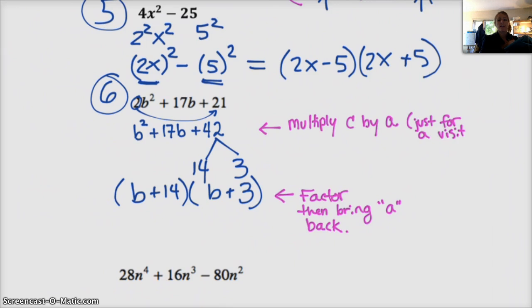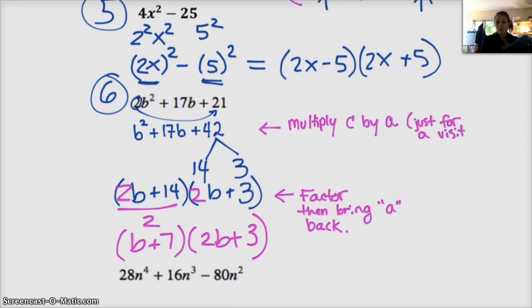Okay, so you factor, then you bring the a back into both terms, both factors. And in this case, a is 2. And then because you brought 2 back, you're only allowed to bring 1 back. You have to divide a 2 out of the factors. So easiest one to divide out of is this first one. Divide this one by 2, you end up with b plus 7 times 2b plus 3.